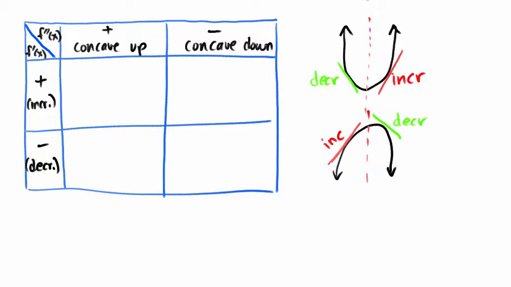So if the graph is concave up and it is increasing, the arc has to look like this. If it is concave up but decreasing, the arc has to look like this. If it is concave down and increasing, the arc has to look like this. And concave down and decreasing, the arc has to look like this. Let's take a look at an example of how to put this together.